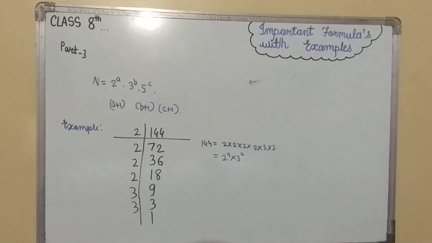Comparing 2 raised to 4 into 3 raised to 2 with the standard form, that is n is equal to 2 raised to a into 3 raised to b into 5 raised to c, we get a is equal to 4 and b is equal to 2. Therefore, the total number of divisors or factors of 144 are 4 plus 1 into 2 plus 1. That is 5 into 3, that is 15. Therefore, this is the answer. The total number of divisors or factors of 144 are 15.